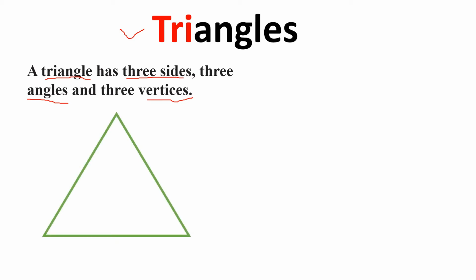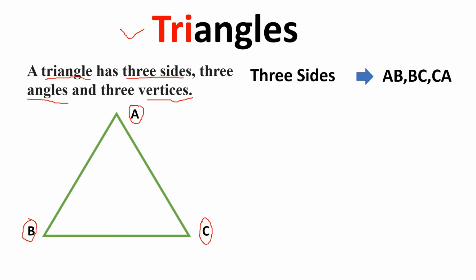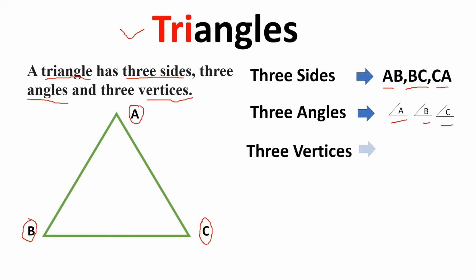This is the triangle we have, in which the vertices are A, B and C. Now what are the three sides? The sides are AB, BC and CA. The angles are angle A, angle B and angle C. The three vertices, as already listed in the diagram, are A, B and C.